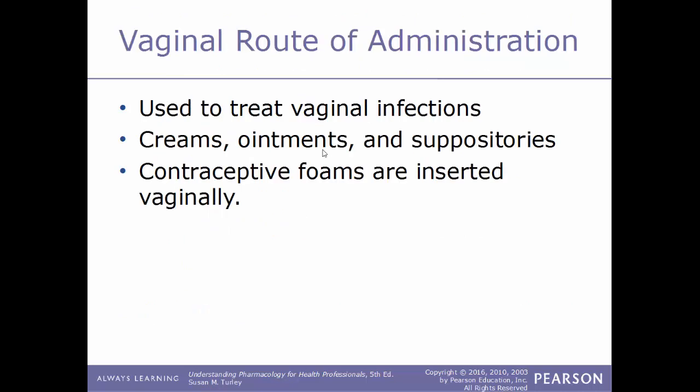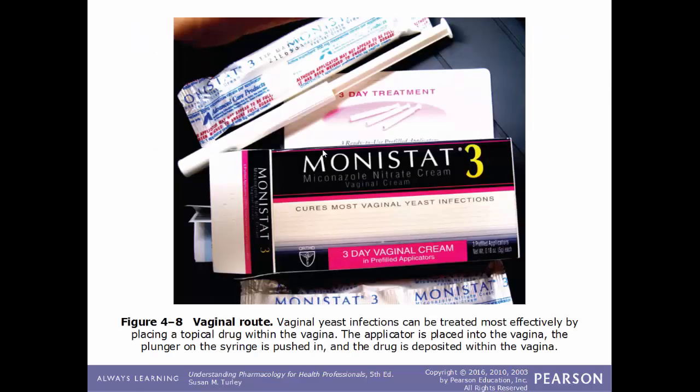Another route of administration is the vaginal route. This will be used to treat vaginal infections. These can include creams or ointments or suppositories. And contraceptive foams are inserted vaginally. In this image we have some very common examples of drugs that would be administered through the vaginal route, such as Monistat, for example, which is used to treat yeast infections.